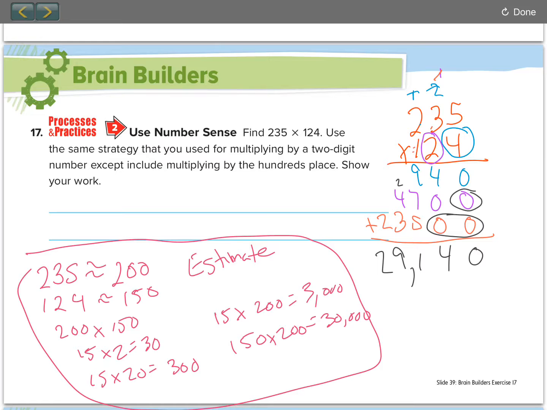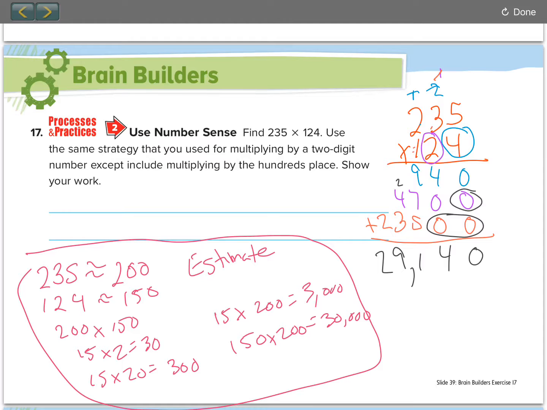So same as multiplying a 2-digit by 2-digit, I'm going to start in the ones column. There's a 4 in the ones column, so I multiply 235 times 4, and I get 940. Next, I multiply the tens column, which has a 2 in it. Before I multiply that 235 times 2, I've got to place a 0 in the ones column, because that 2 is really equal to 20. So I'm really multiplying 235 times 20, even though I'm saying 235 times 2.